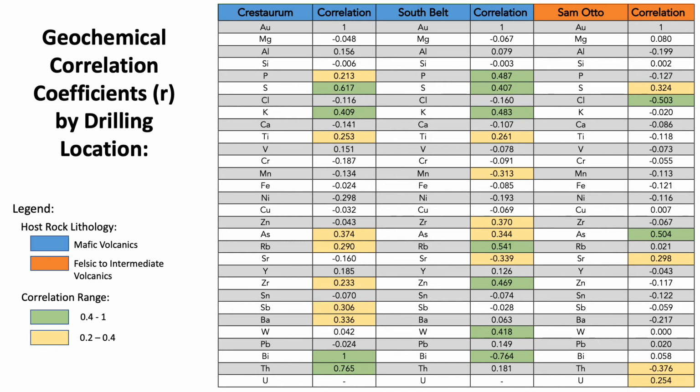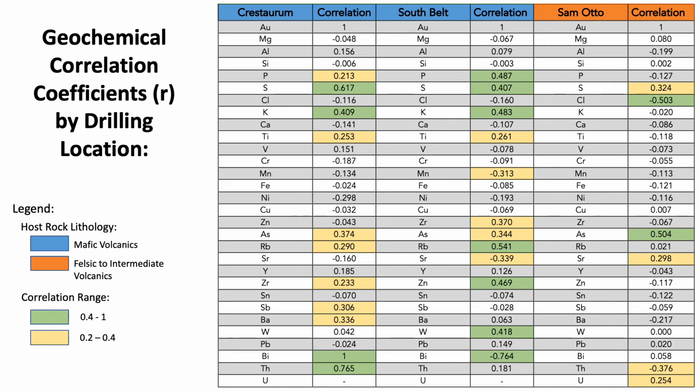Taking a look at some of the geochemical correlations with gold, this is just a table of R coefficients for each element with respect to gold. And I've separated them by drilling location. So Crestaurum and South Belt I've denoted in blue, since those two are hosted within mafic volcanics. And then Sam Otto I've denoted in orange, since Sam Otto is hosted within felsic intermediate volcanics.